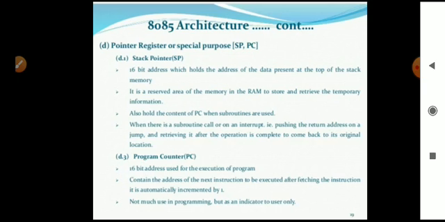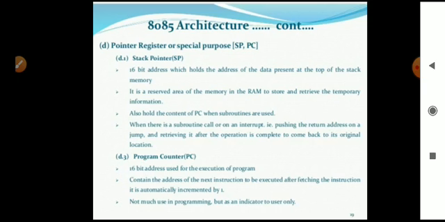Means, suppose any interrupt occurs and the processor gives it higher priority to service it, the address of the current position is stored in the stack pointer. So when there is a subroutine call or an interrupt, the return address is pushed onto the stack and retrieved after the operation is completed, to come back to the original location.